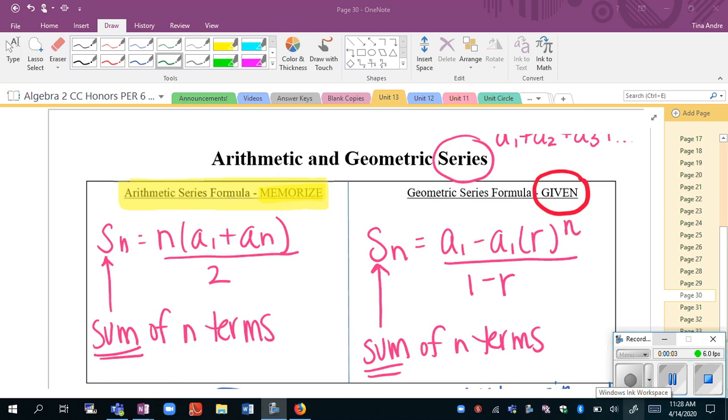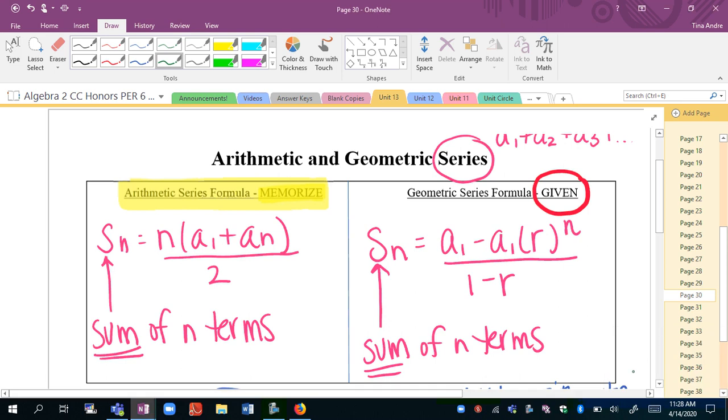In this lesson, we're going to continue our work with series. We're going to focus on these two new formulas for arithmetic and geometric series. So arithmetic, you have this formula below, which will represent the sum of a certain number of terms in an arithmetic series. This formula is not given to you on your reference sheet, so you would need to memorize it, versus the geometric formula. This is given to you on your reference sheet.